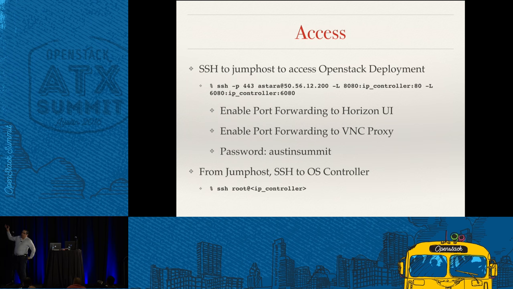Like I said, we'll take a quick 5 minutes to let everyone access the system. So you SSH to the jump host. The cheat sheets are missing one particular field: you have to use a -p to tell it to use port 22. Astara is the username. Everyone's going to go to the same IP address. And then we're going to port redirect port 80 and 6080 when we want to get onto the nested VMs' node console page, as well as the Horizon that's available. So the -L will enable port forwarding into the Horizon UI and into the VNC proxy. And the password is Austin Summit to get into that first level.